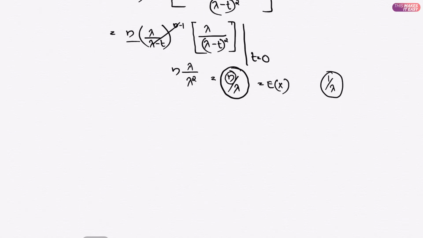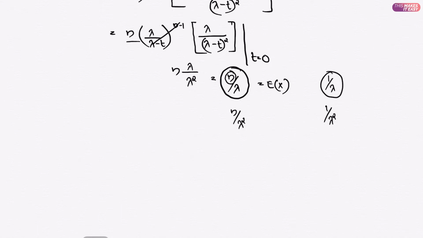In a similar way, the variance of exponential distribution was 1 by lambda square. The corresponding variance for gamma distribution is n by lambda square. Now we can talk a little bit about the shape of the gamma distribution. It depends upon both n and lambda. n is basically the number of events and 1 by lambda is the mean waiting time for the first event.